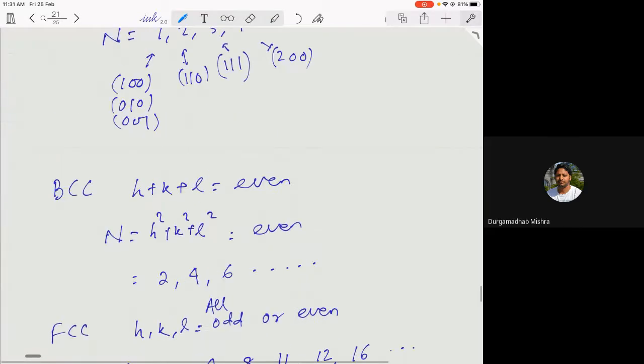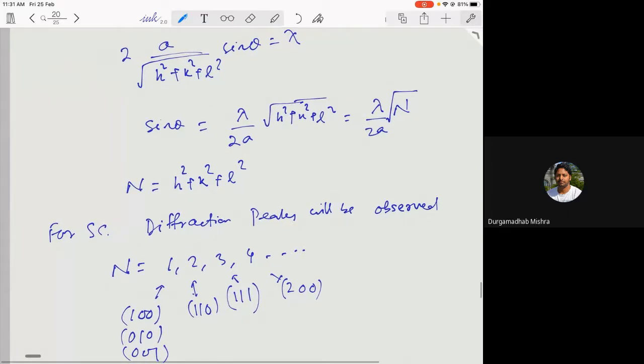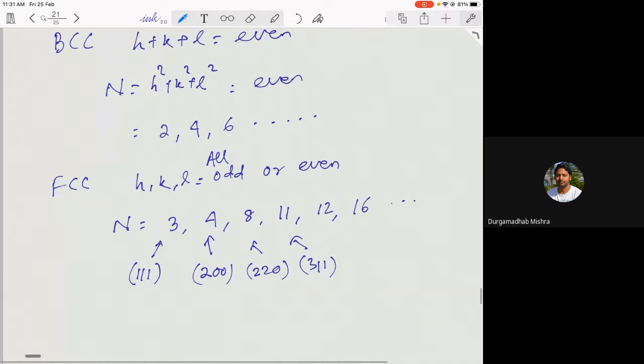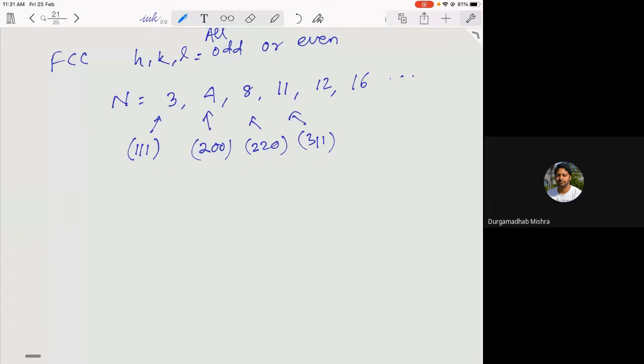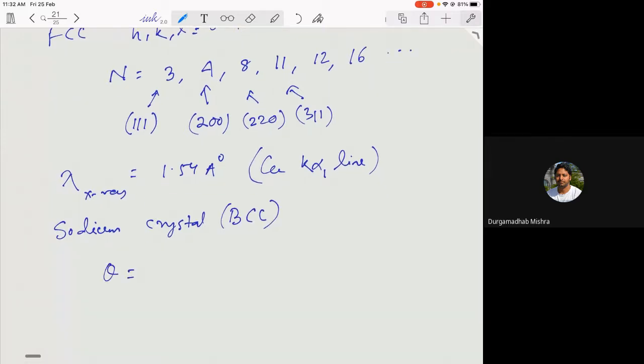So using this relation, for different crystal types, you can calculate what should be the angle which will give rise to your intensity maxima. For example, if your X-ray wavelength is 1.54 angstrom, which is your copper K alpha 1 line, and your crystal is sodium, which is BCC, then you can substitute and get the corresponding values of theta. So you will get values like 14.7, 21.03. At these values of theta, you will observe the diffraction peaks.